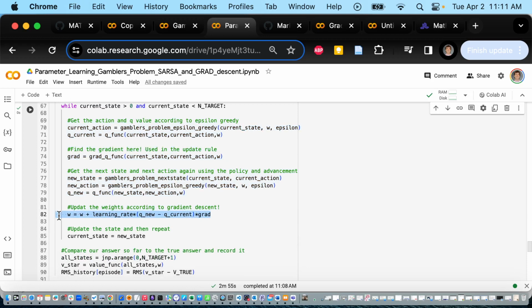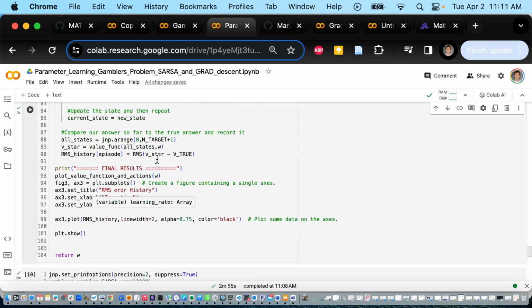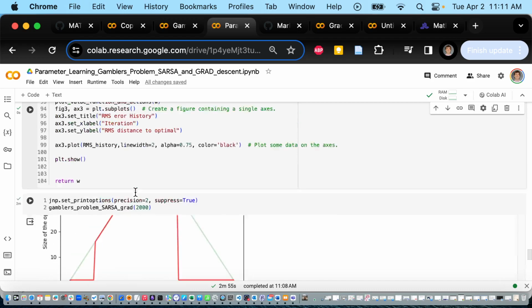W becomes W plus the learning rate times the difference in the Q function times the gradient. And that will automatically update the weights in a way so it'll push the slopes up and down in the right ways to sort of try to get closer and closer to the value. And if you look at what happens, I made it plot so I did 2,000 episodes.